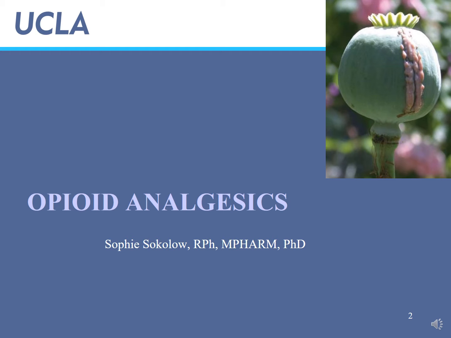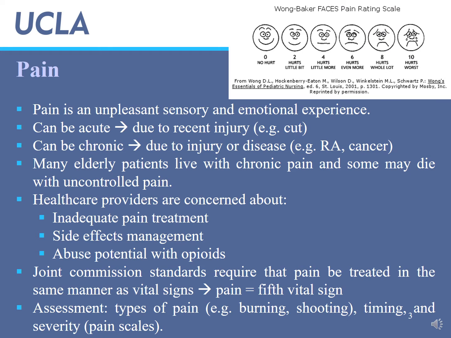So as I said, we're going to start with the opioid analgesics. So first of all, what is pain? I think everybody in this class knows what pain is. It's an unpleasant sensory and emotional experience. It can be acute due to recent injury, like you cut yourself or you fall from a bike, or it can be chronic due to an injury or a disease such as rheumatoid arthritis, so RA, or cancer.